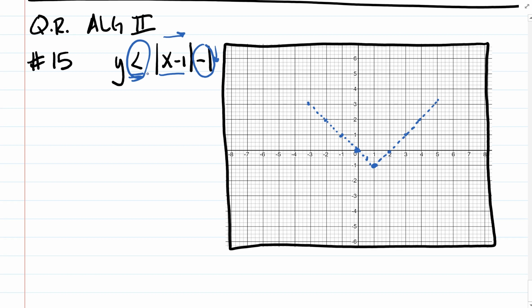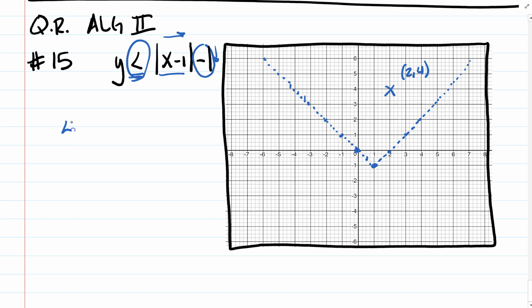Now I need to pick a region and figure out if I shade inside that absolute value line or if I shade outside that absolute value line. It doesn't matter which point you pick. I'm going to go ahead and pick this point right here, okay? And that is the point 2, 4.